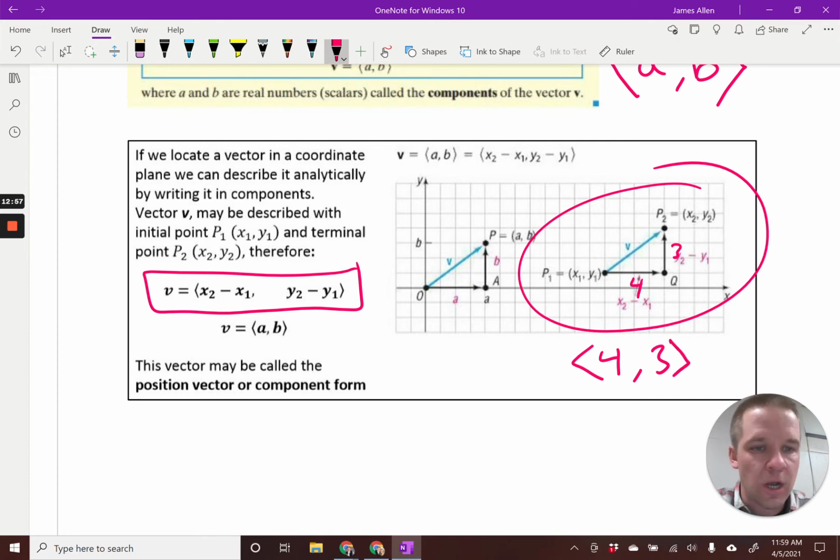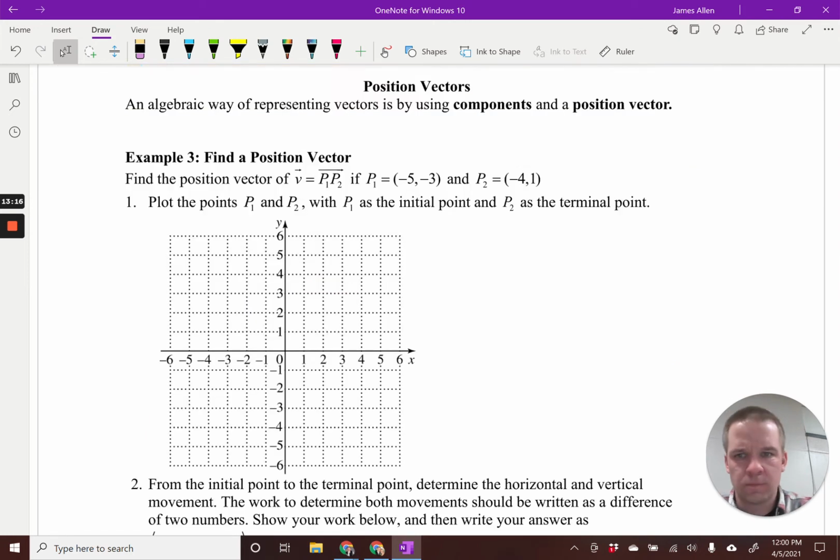There we go. If I actually wanted to count those all the way out here, that's a lot of counting, but you would take this x value from P2, subtract this one to get you 4, and then you'd take your y value, y sub 2, subtract y sub 1, and that would give you your 3. Lovely.